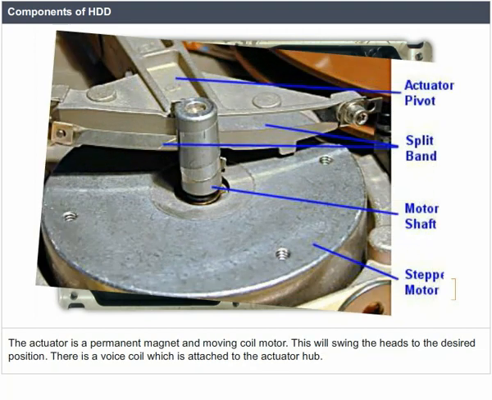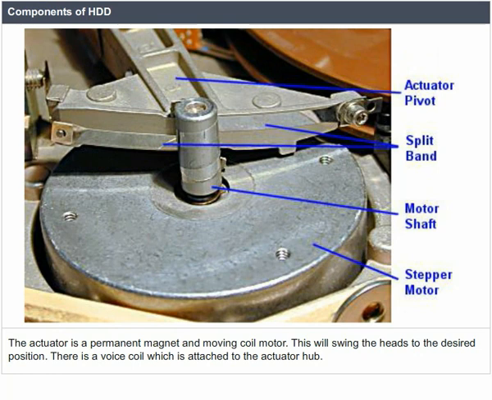The actuator is a permanent magnet and moving coil motor. This will swing the heads to the desired position. There is a voice coil which is attached to the actuator hub.